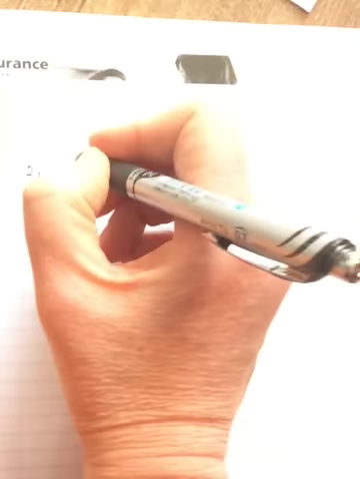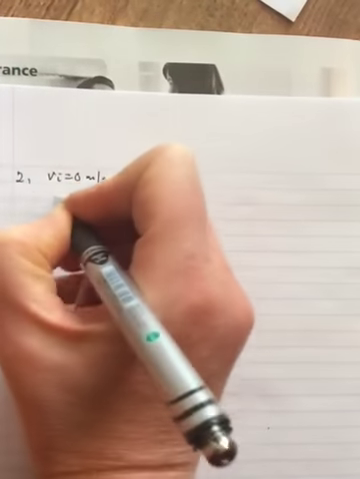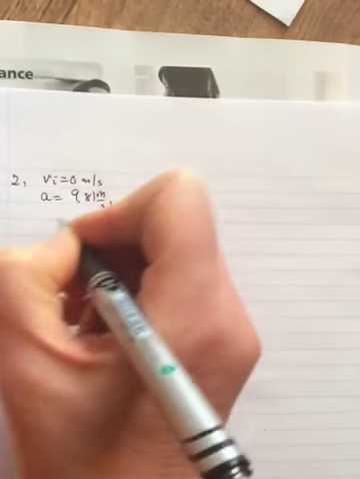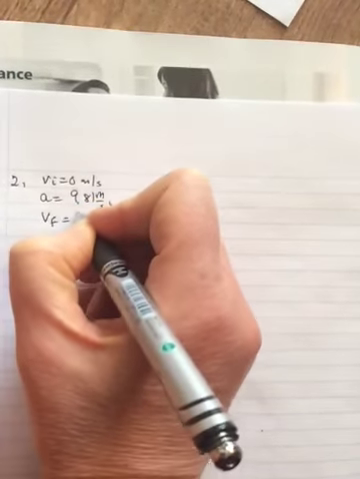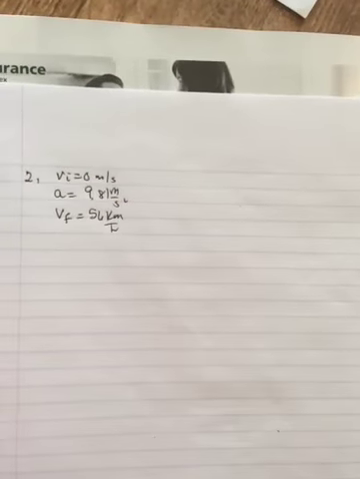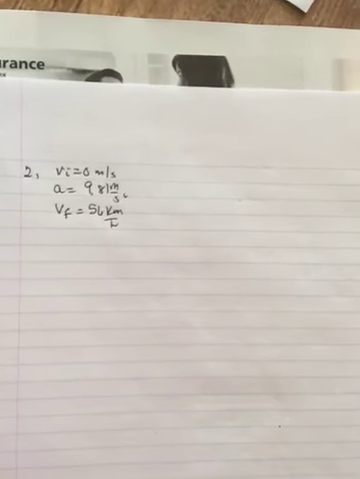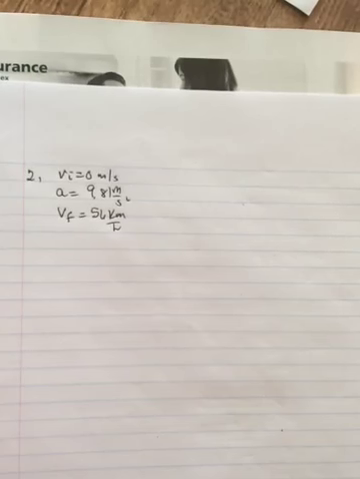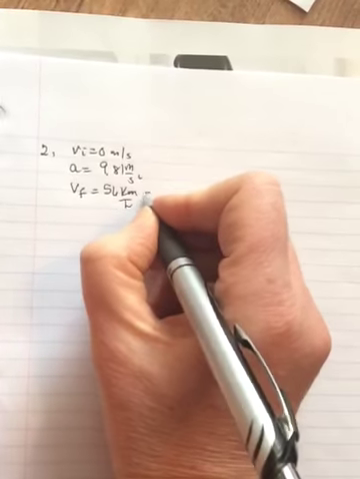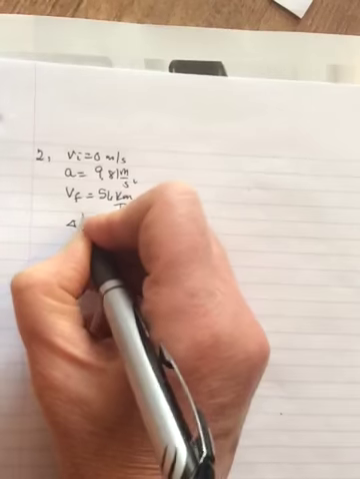Okay, so it wants to know from what height would you have to fall so that you hit the ground. So you're falling. VI is 0. A must be 9.81 meters per second squared. And you want your VF to be 56 kilometers per hour, which when you change that to meters per second is maybe 15.5, but I might have just screwed up. 56 divided by 3.6. Yeah, 15.5 repeating meters per second, and it wants to know the height.